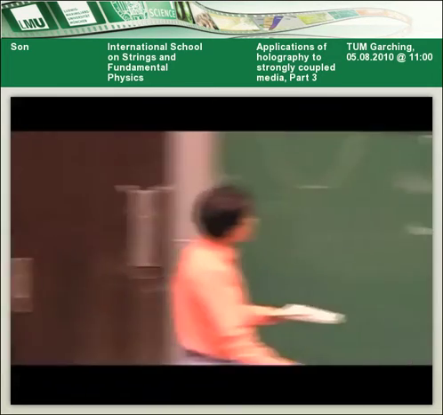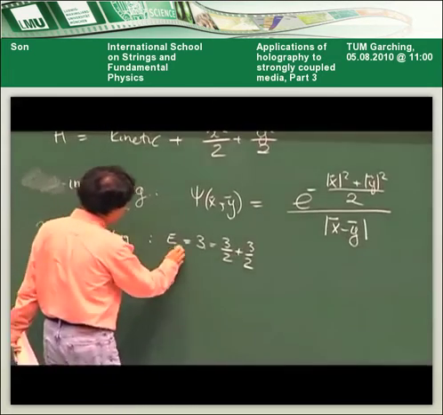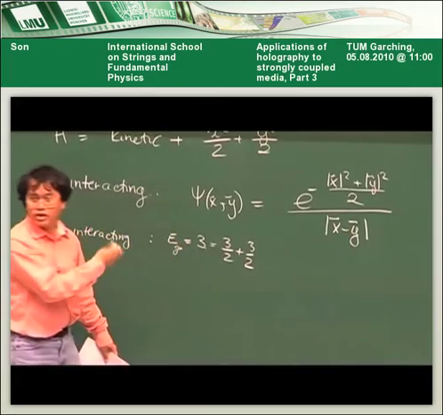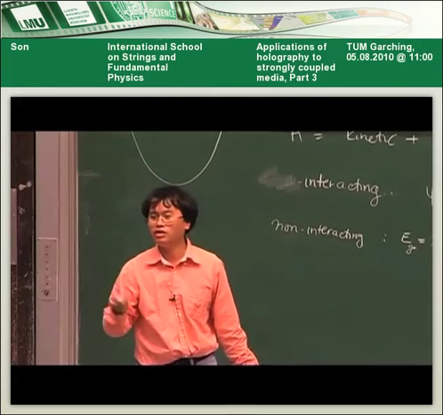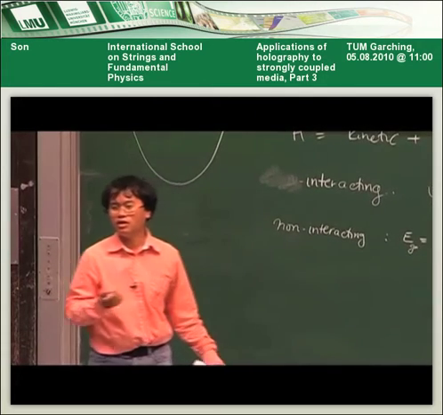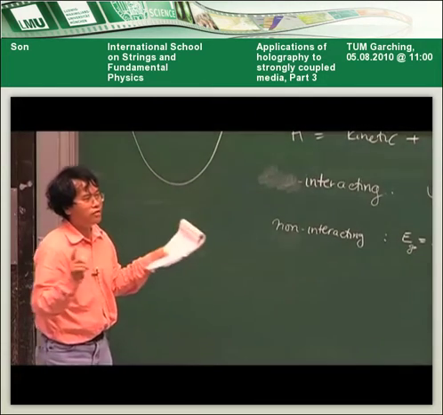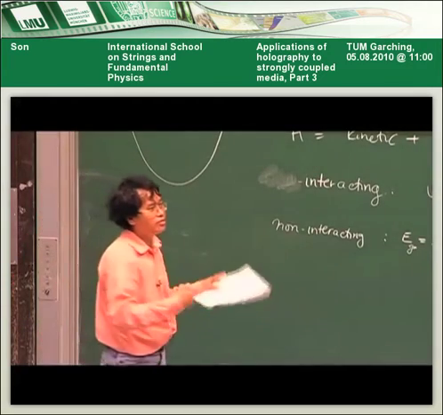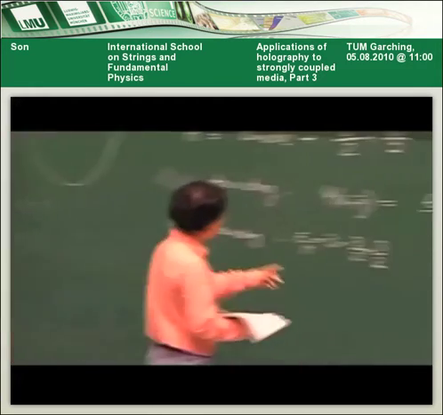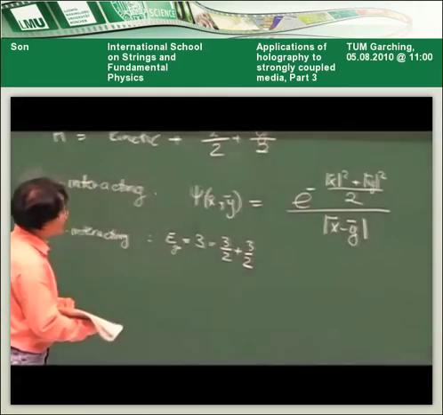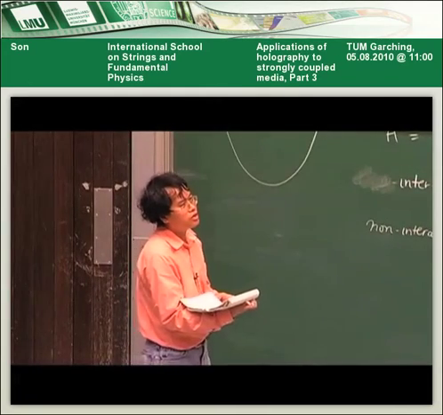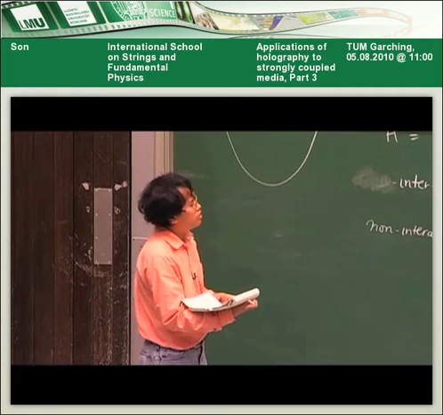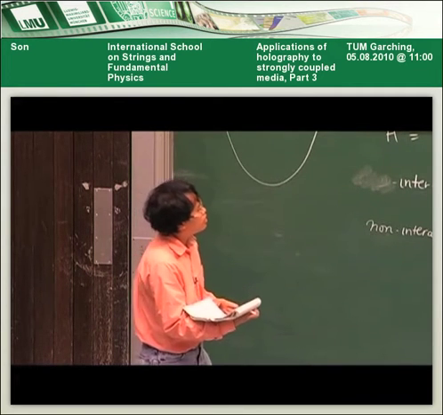This E is the energy of the ground state. The ground state energy of two non-interacting particles in a harmonic potential is equal to 3. Each particle has energy 3/2, and they have different spin, so they can be in the same state, and so that energy is 3.